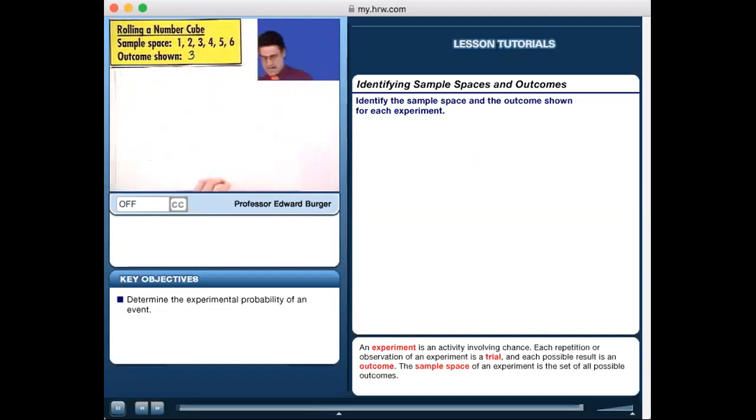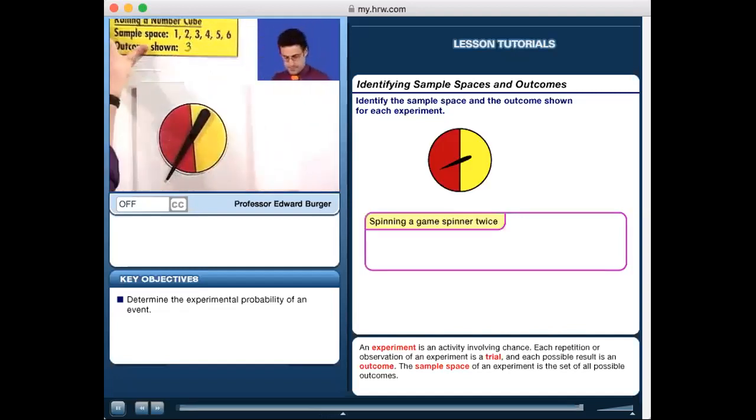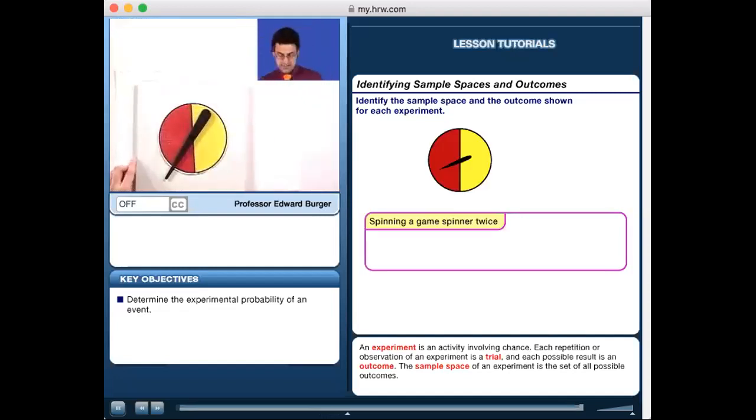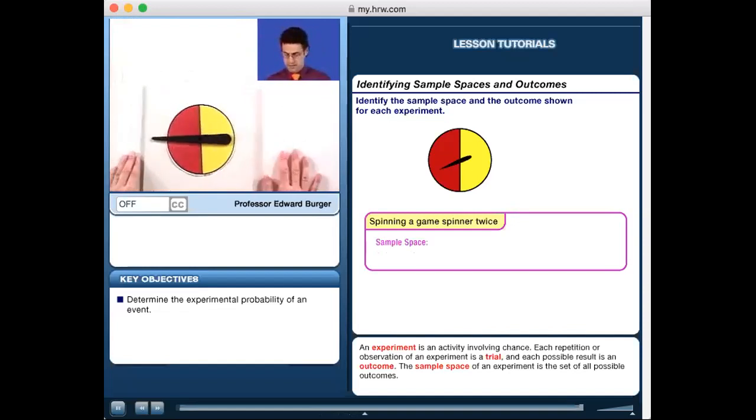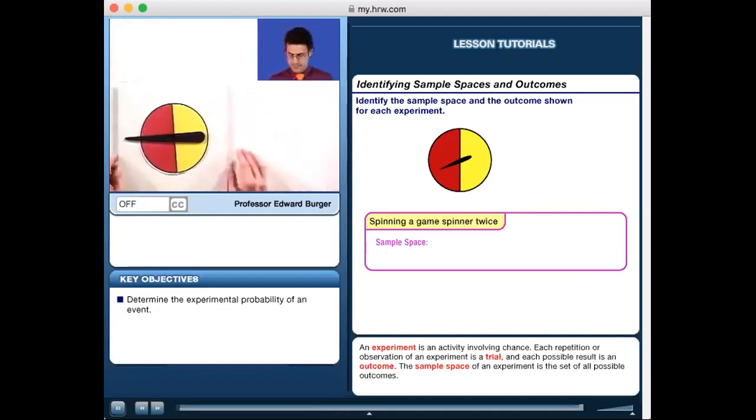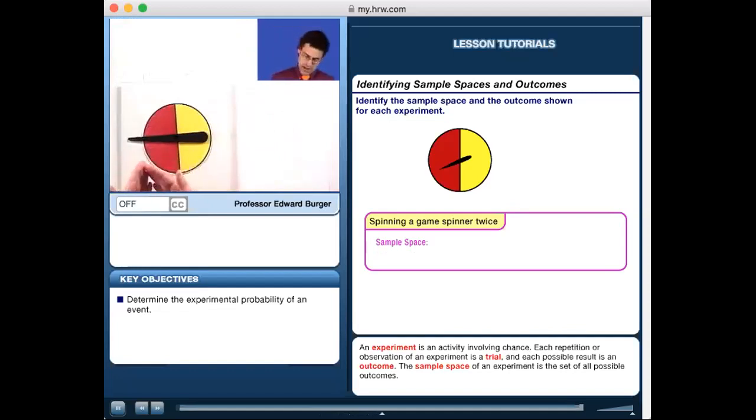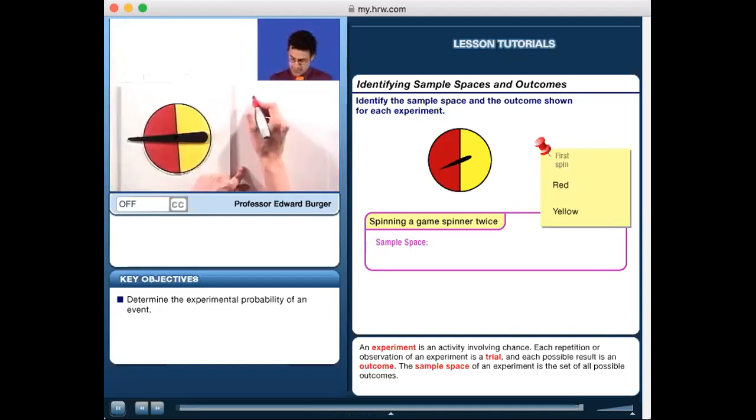Let's suppose that we take this particular spinner and we spin it twice. Now you can see that half of the spinner is red and half of the spinner is yellow. So what are the possibilities if you were to spin this twice? Let's think about it. What can we see for the first spin? There are two possibilities. We could either land red or yellow. So for the first spin, we could have a red or we could have a yellow.